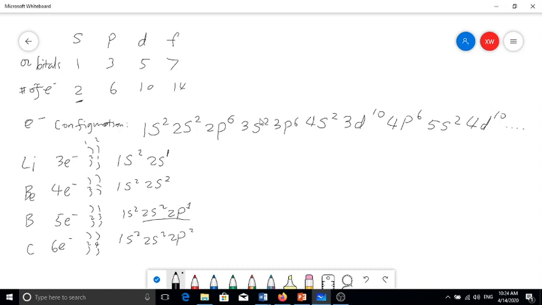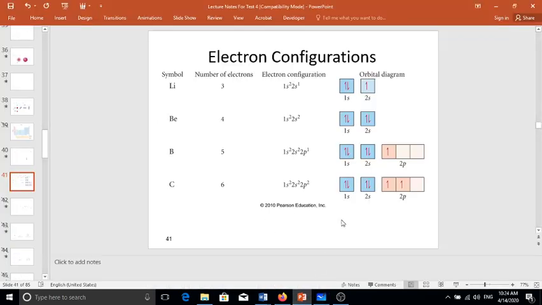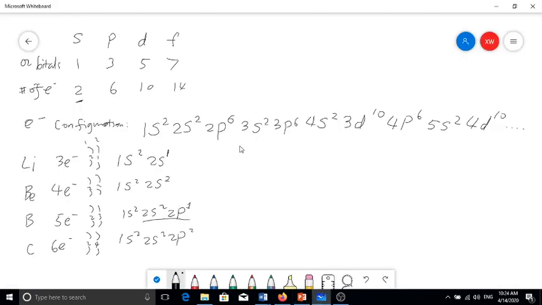We not only know the s and p and all those things, but we'll also draw out the electron diagram, the so-called orbital diagram. This is the electron configuration. Let's draw the orbital diagram.